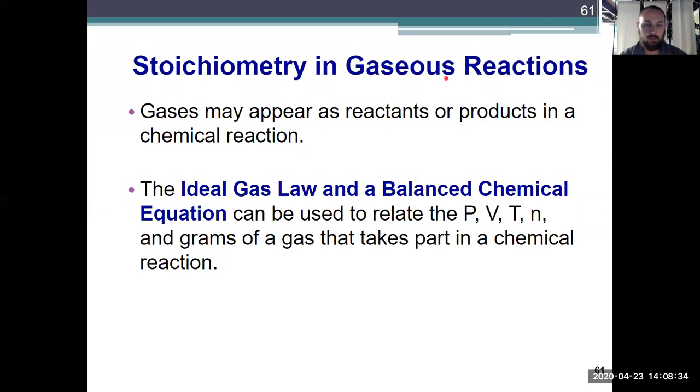Now, we first learned stoichiometry in chapter 4, right? And we worked with reactants, we worked with products, and a gas could be either. Now, we've seen in previous videos, the ideal gas law relates pressure, volume, temperature, and moles. So we can use the ideal gas law with a balanced chemical equation. Stoichiometry tells us moles of things, and then we can use that if we're dealing with a gas to find anything else, pressure, volume, or temperature.